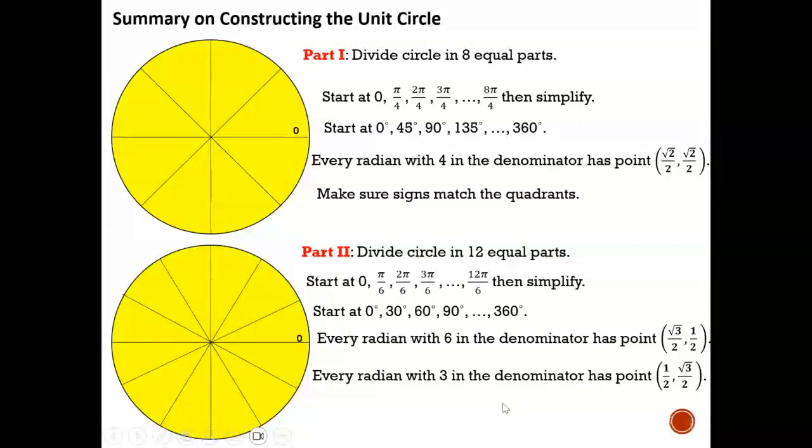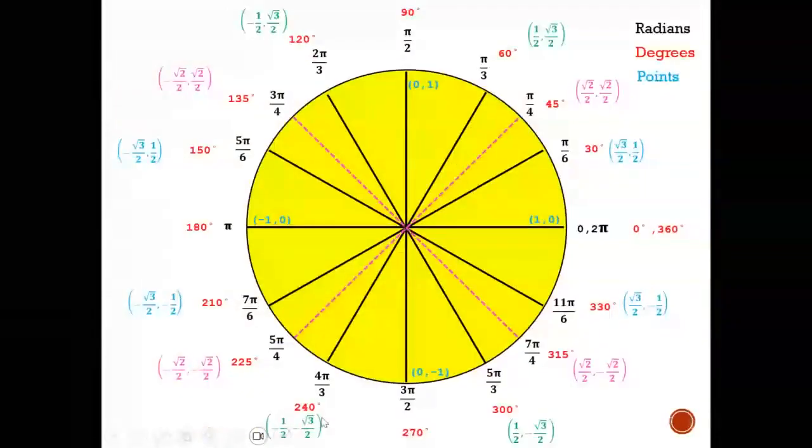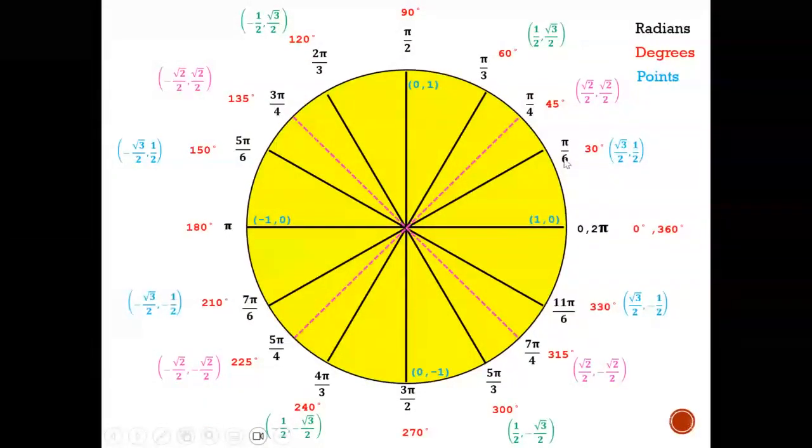And make sure that the sides match the quadrant. Okay, now go to our next slide, and it's going to be the complete circle. See, there's your circle. What I was saying is that every point with a 6 on the bottom as a denominator, this is my point: the square root of 3 over 2, 1/2.